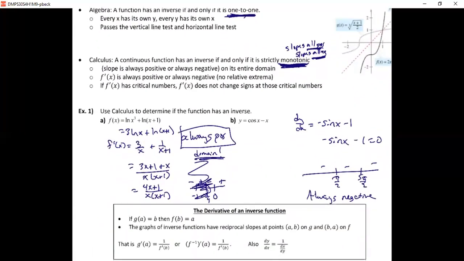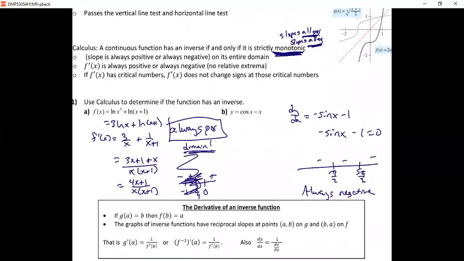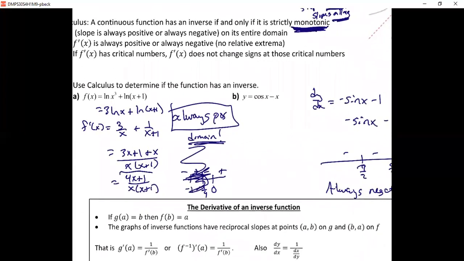So that said, we could use calculus to determine if the function has an inverse. Now, this isn't a pure way for us to do this, because we could find ways of breaking it. But we take our derivative, set it equal to 0, and then we can test some values. It turns out that our slope's always positive. Therefore, we are able to have an inverse.